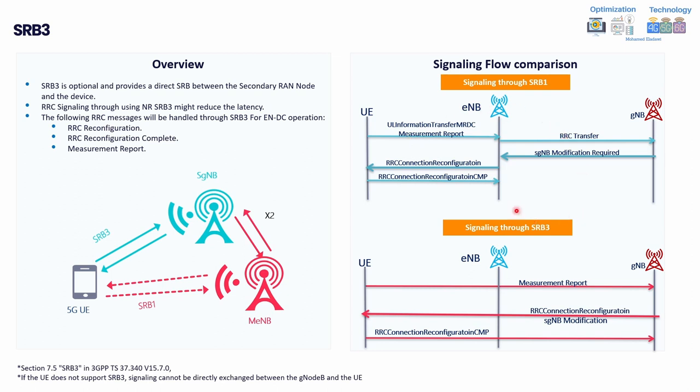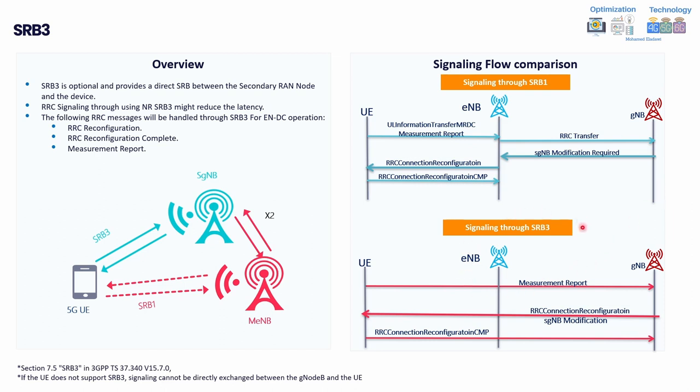And this is just one quick example for the signaling comparison. Assuming, for example, you have SgNB modification procedures ongoing. In the first part, the UE will be reporting the measurement report to the eNB. Then the eNB will transfer it to the gNB through RRC transfer. Then the gNB will ask the eNB to make an SgNB modification. Then the eNB will forward this request to the UE through the RRC reconfiguration message. Then the reply will come and so on. And here you should have SgNB modification confirmed from the eNB to the gNB.